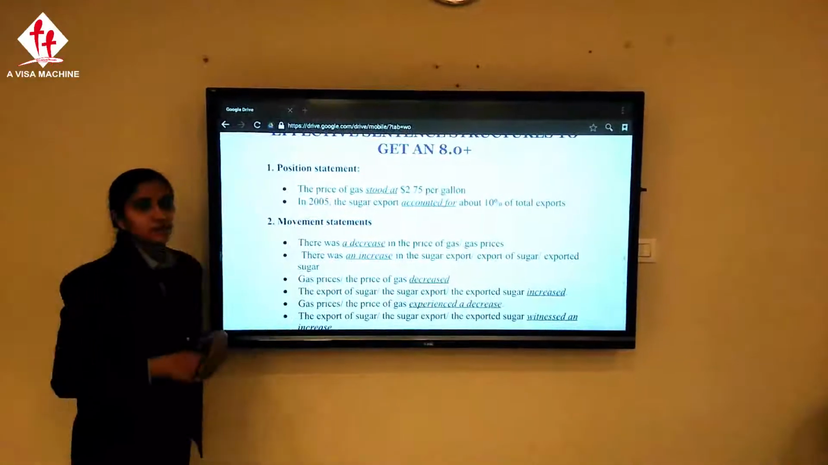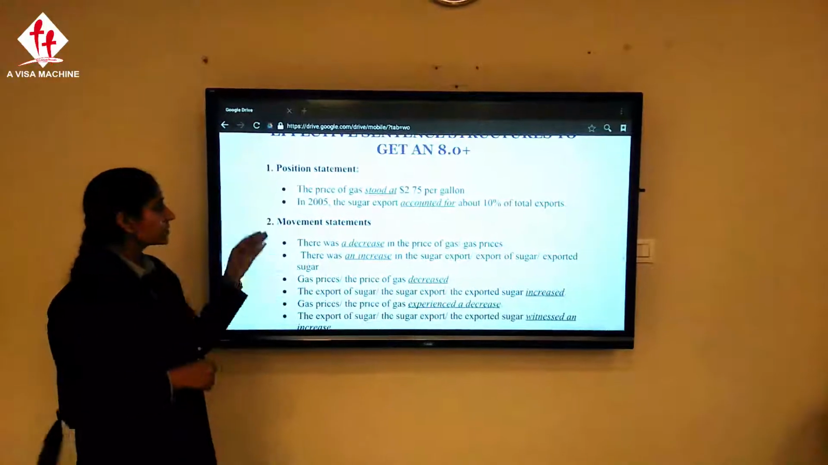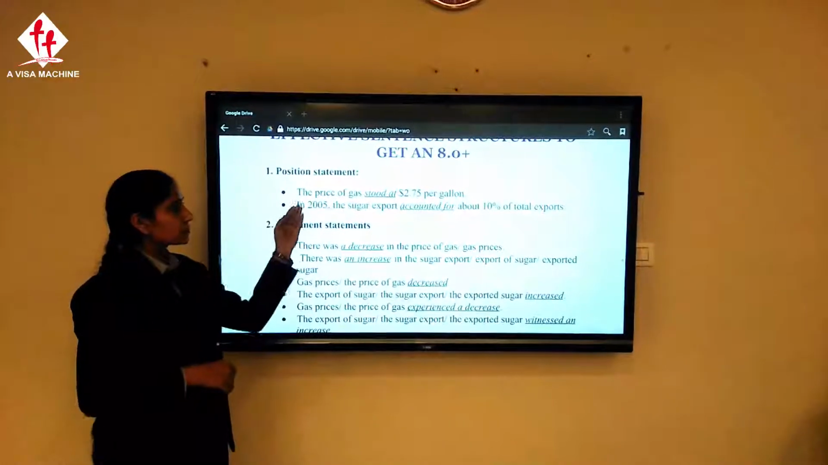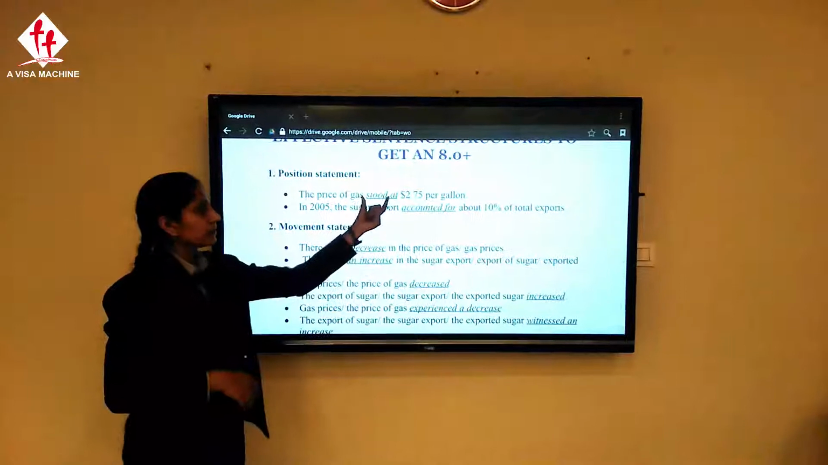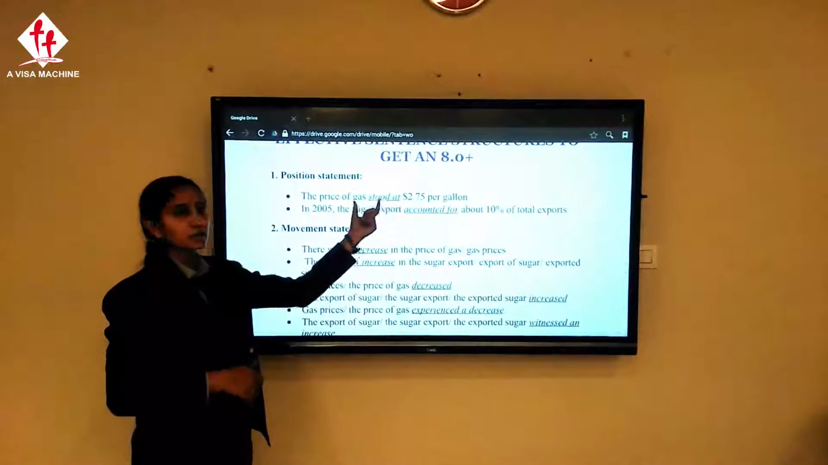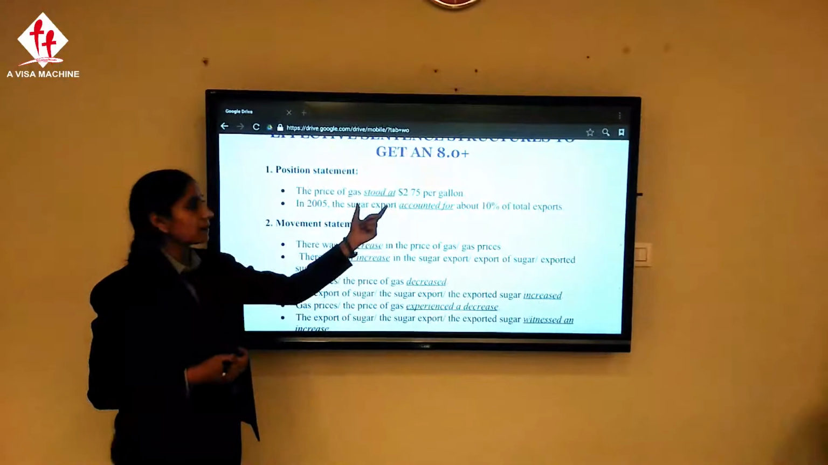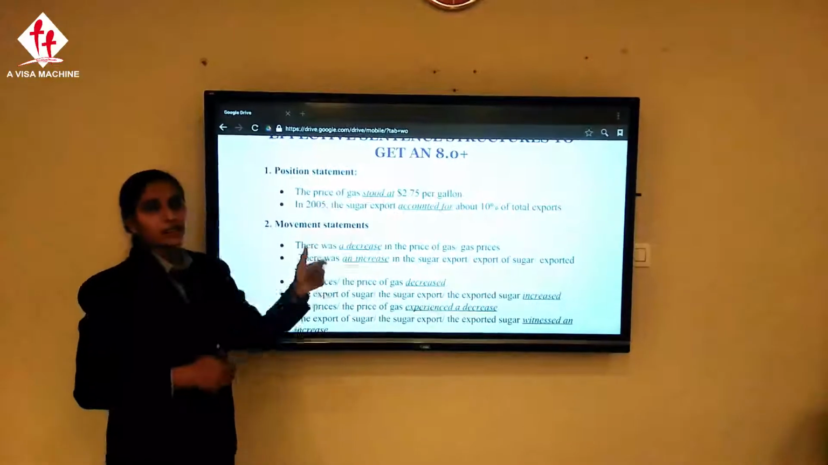There are some lines that students can use to increase their band score. The first one is the position statement. Like we can say the price of gas, or the price of something. This is the main word that they can include in each and every task, that is writing task 1. They can include it and make their line accurate.